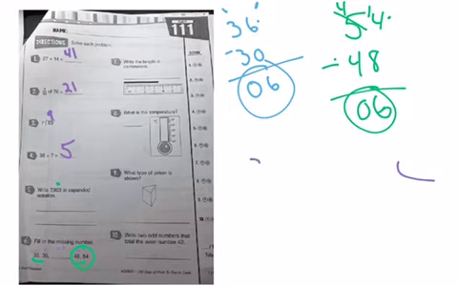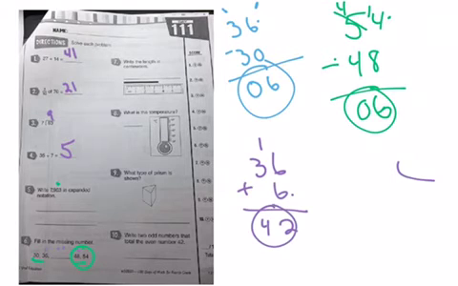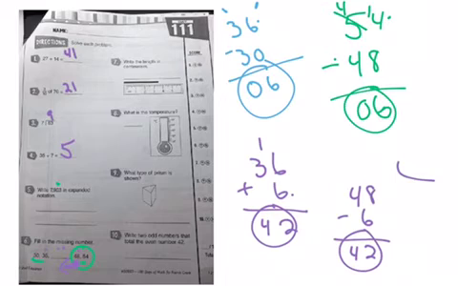So if I do 36 plus 6, 6 plus 6 is 12. 1 plus 3 is 4. I get 42. Now let's see if I do 48 minus 6, because remember, from here we're going back. 8 minus 6 is 2. 42. I'd have to say that's correct. I think our missing number is 42.